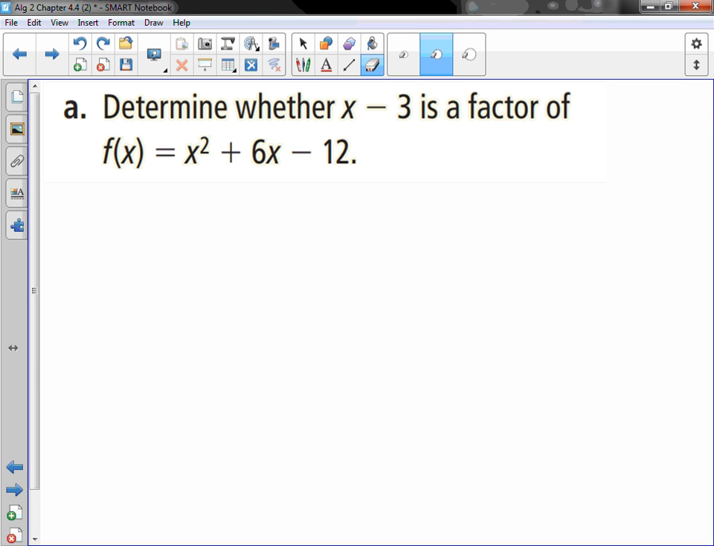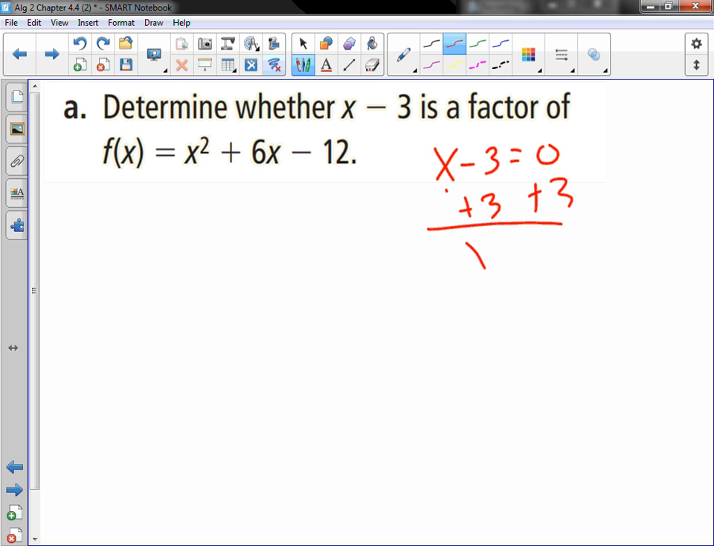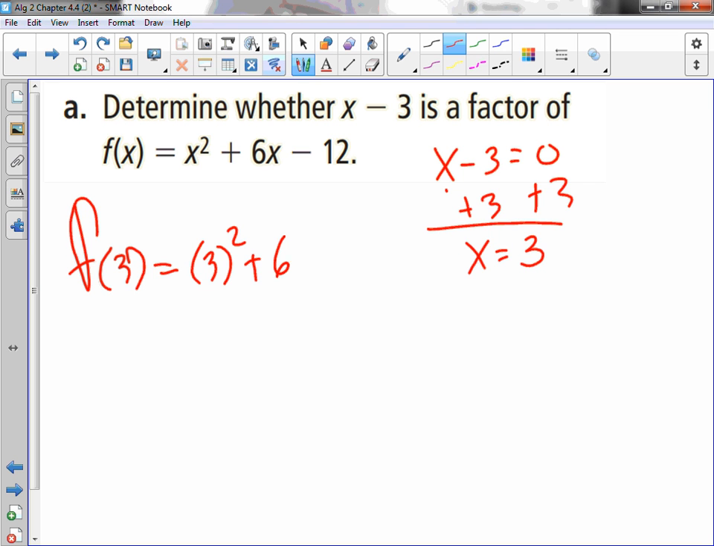So we solved this for x to begin with, yes? So we added 3. Because if this was a factor, we already know it's not. If it is a factor, it means x equals 3 is a solution for this function. So what I could have done is taken f of 3 and plugged it in. Now, when we did the synthetic division, we found that the remainder was 15. Yes? So let's see what happens here.